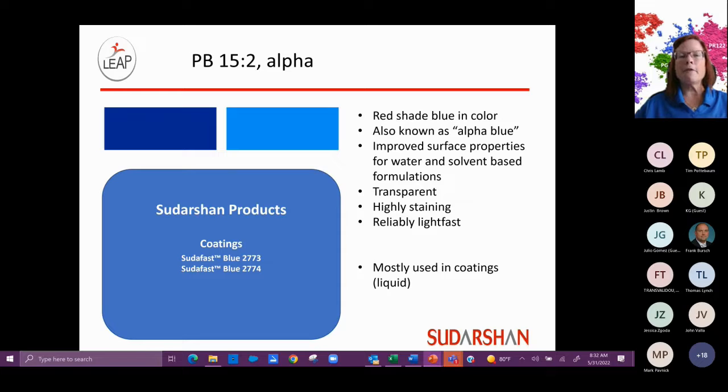The other alpha is the 15.2. Primarily, these are used in coatings formulations, and the key here is that these particular modifications have improved surface properties for water and solvent-based formulations to improve some of the rheology that comes along with it. And then these are similarly the same types of properties here.